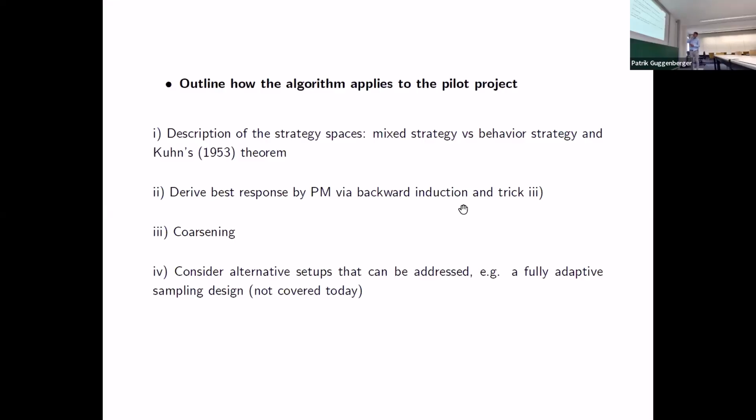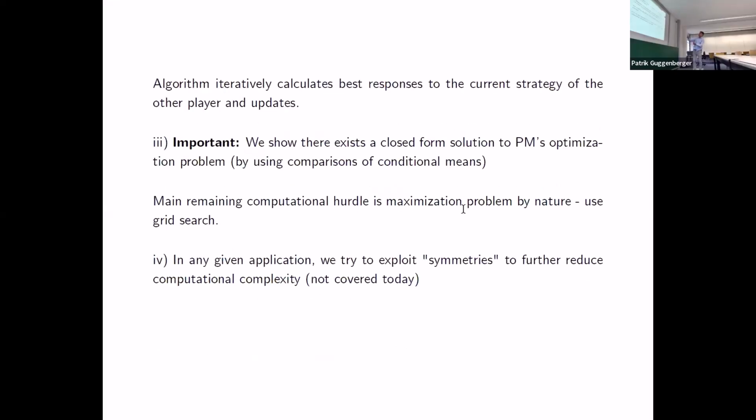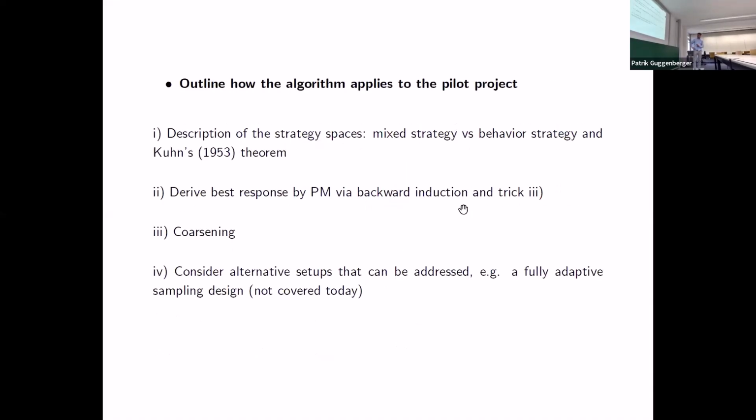And then we have to show how to calculate best responses. We derive best responses by the policymaker using backward induction. And trick 3, that was this important step, that the best responses by the policymaker are given in closed form. So we show that this is also the case for the pilot project, that calculating best responses for the policymaker is given in closed form. We also have a variant of the coarsening theorem. So again, we can restrict attention to the case of binary outcomes.